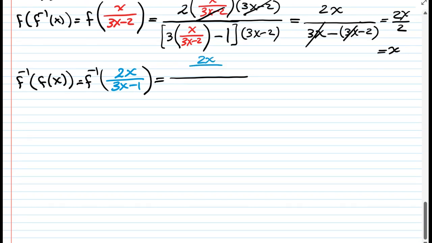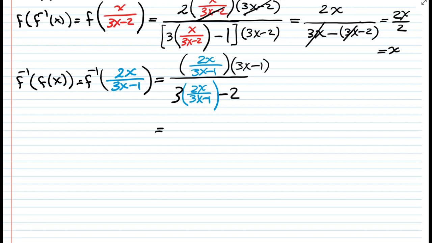This is the x over 3x minus 2. There you go. Now let's work this fraction. This 2, we're going to multiply top and bottom by the LCD, which is 3x minus 1 times 3x minus 1, and let's see what happens.